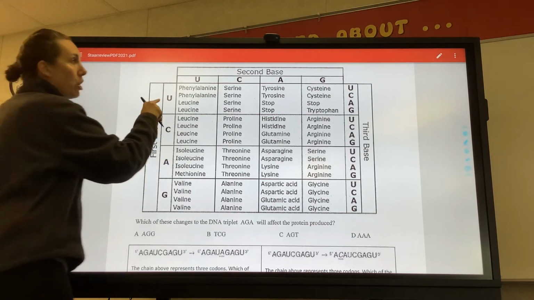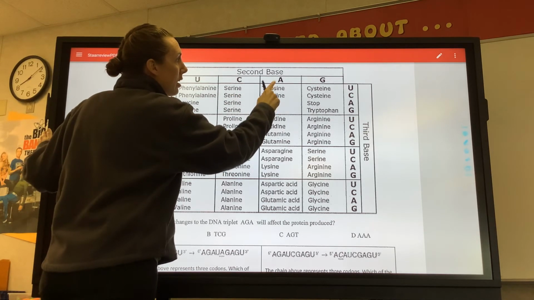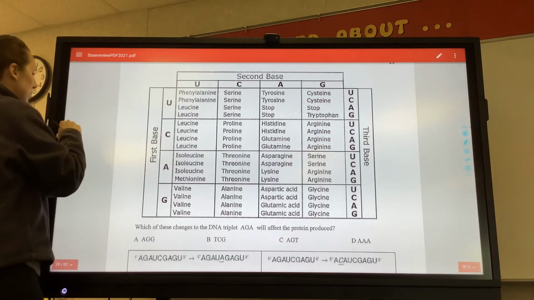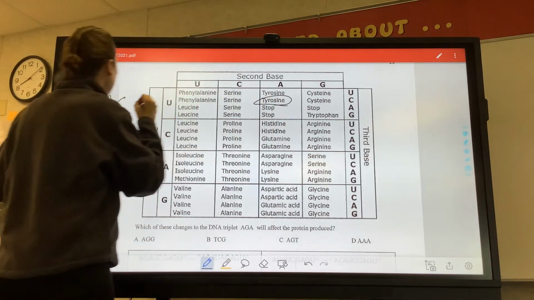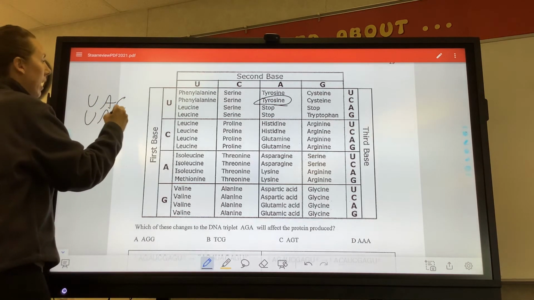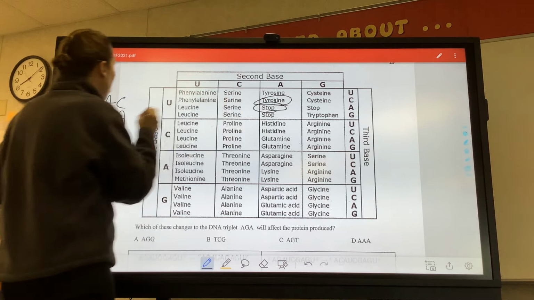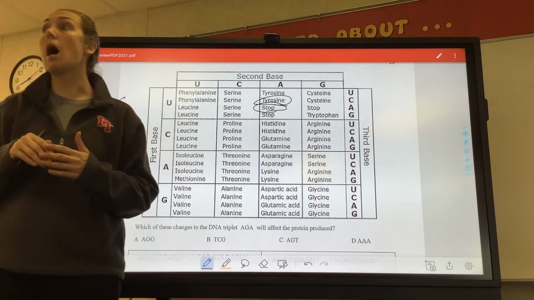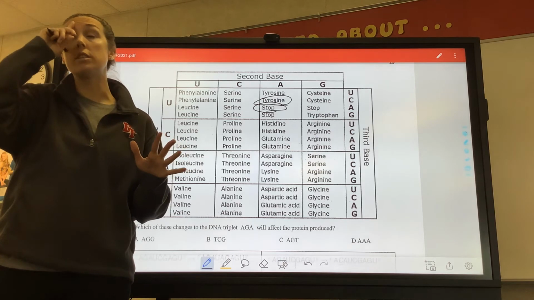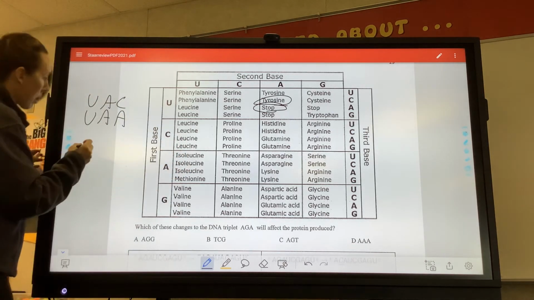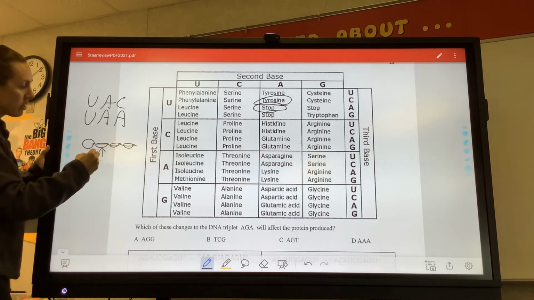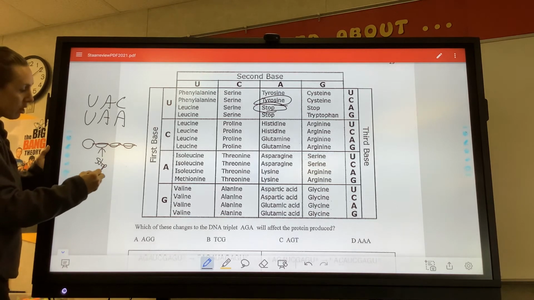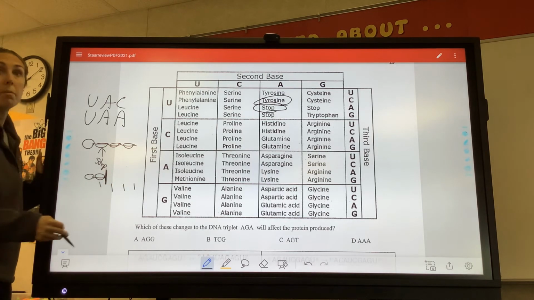Ready? Watch this one. UAC. U to the A to the C. UAC. Tyrosine. What about UAA? Stop. So guys, if you ever change it to a stop, usually it changes the sequence of more than one, because what happens is, look up here, if you have an amino acid sequence and say this one changes to stop, then your protein only looks like this one because it stops. So you change the sequence of more than one amino acid.